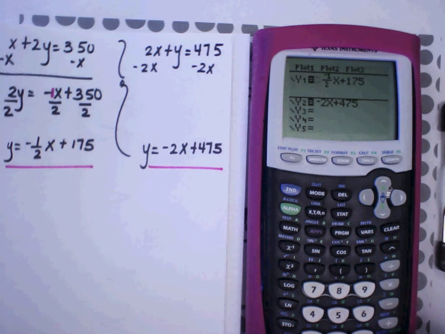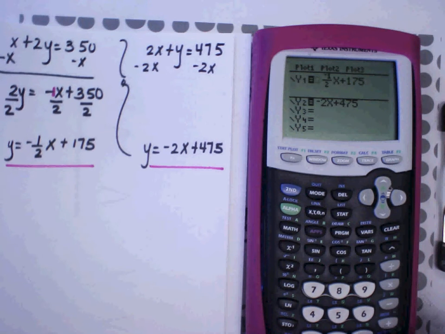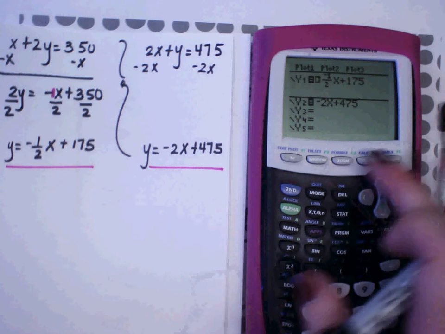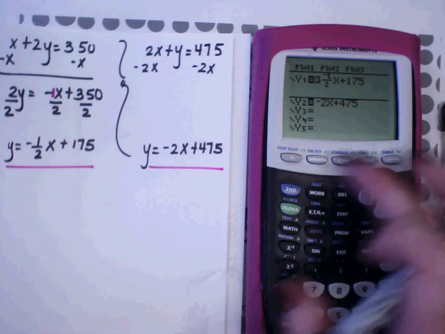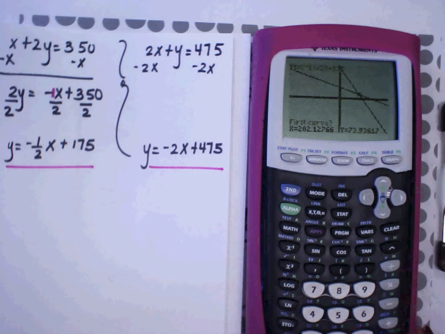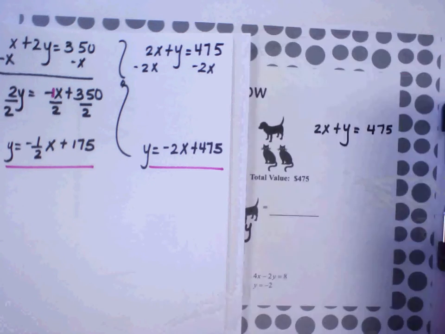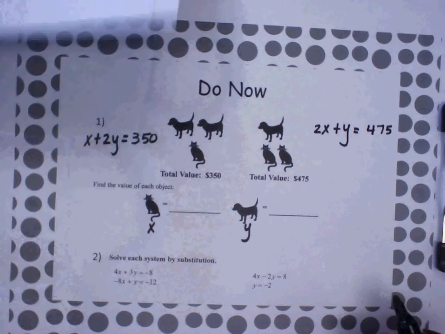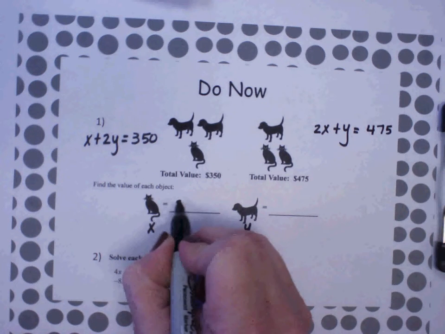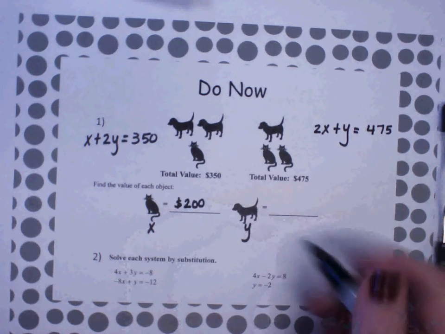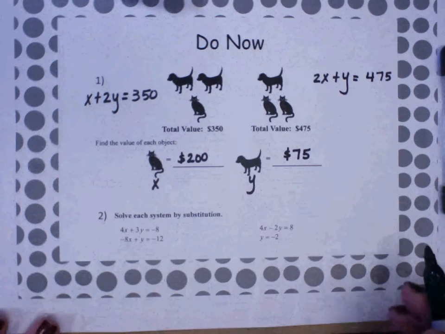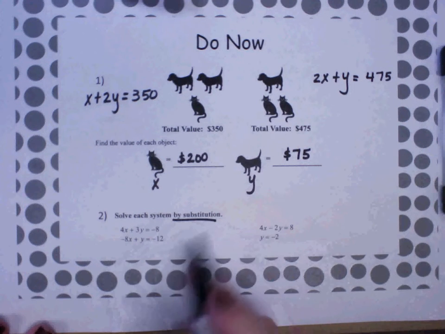So how much would that be? $200. So 275. What does that mean? So the value of the cats are 200, but the value of the dogs are 75.